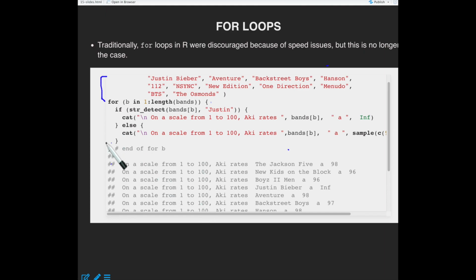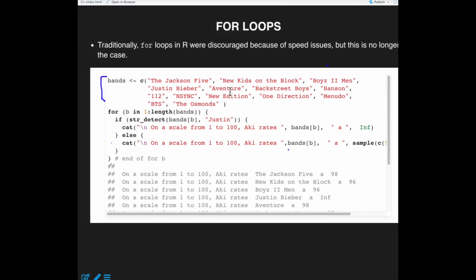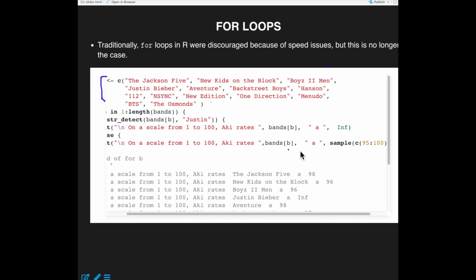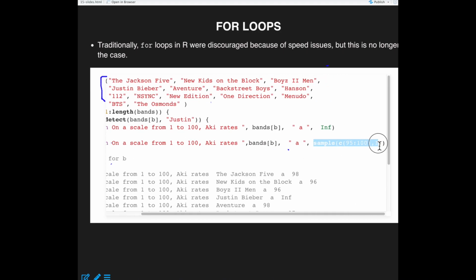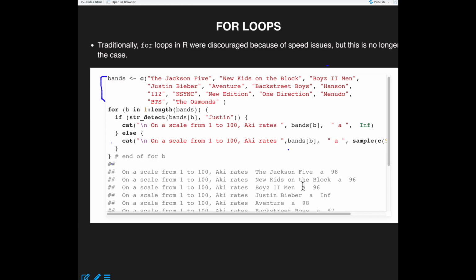So now it goes back to the beginning, which is up here, and now b becomes the second element in bands, so that's going to be, scrolled off here, New Kids on the Block. It doesn't contain Justin, so now it comes in and executes this guy down here again. And again, now it selects a random number, and it turns out that Aki rates New Kids on the Block a 96 out of 100, so not quite as good as the Jackson 5. And then it goes back to the top.